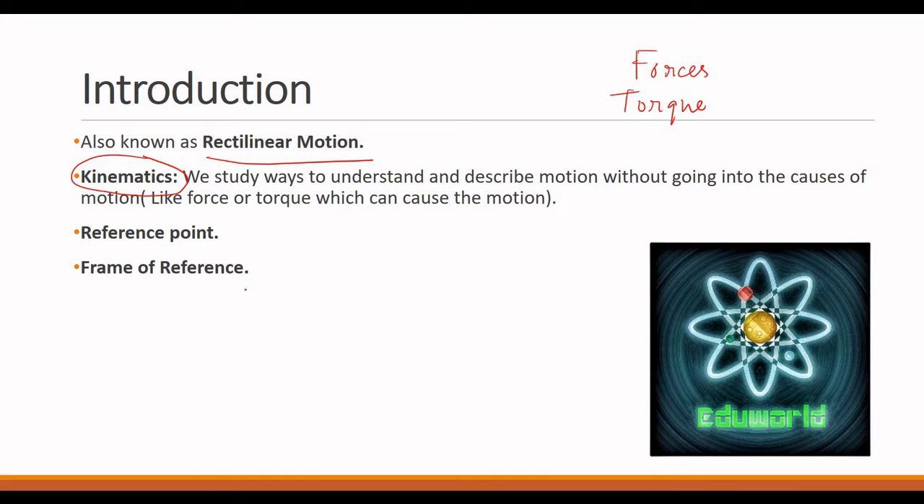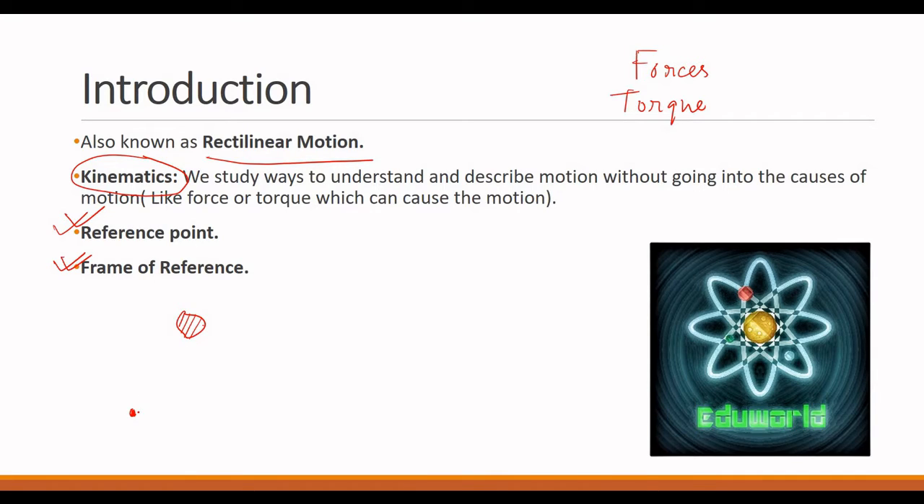Okay, so next is reference point and frame of reference. So there are separate videos where we will go into details about these two topics. Here we will just give you an overview. That means the reference point is the point with respect to which we are going to measure the position of any object.